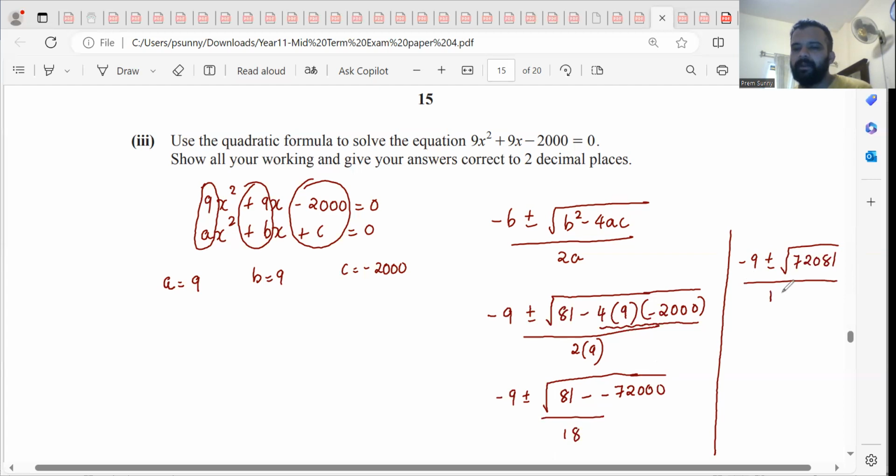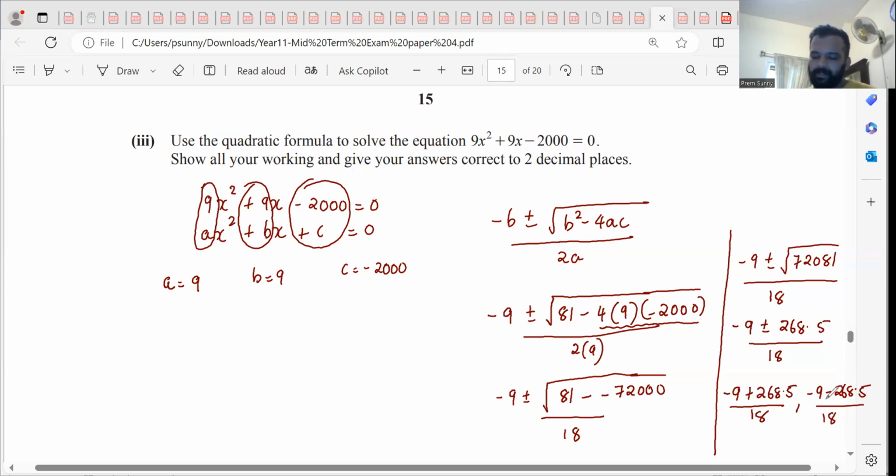72,081 divided by 18. The square root of 72,081 will be 268.5. Minus 9 plus or minus 268.5 divided by 18. For a quadratic equation, there are always two answers. The first answer will be minus 9 plus 268.5 divided by 18, and my second answer will be minus 9 minus 268.5 divided by 18. Let's put this in the calculator.